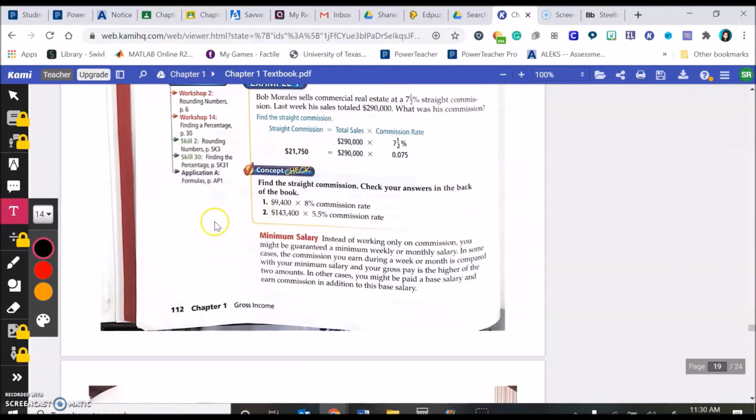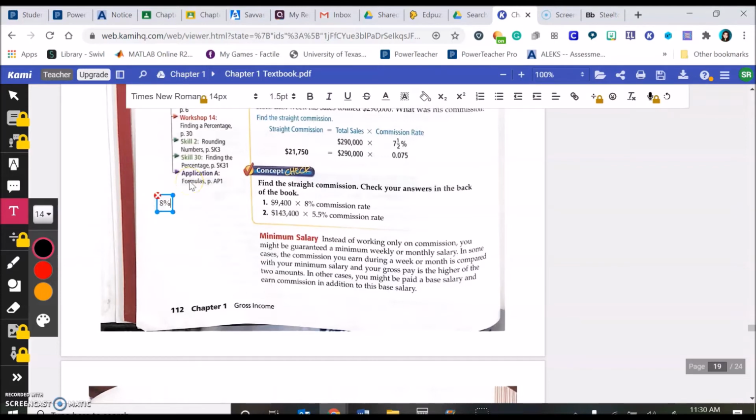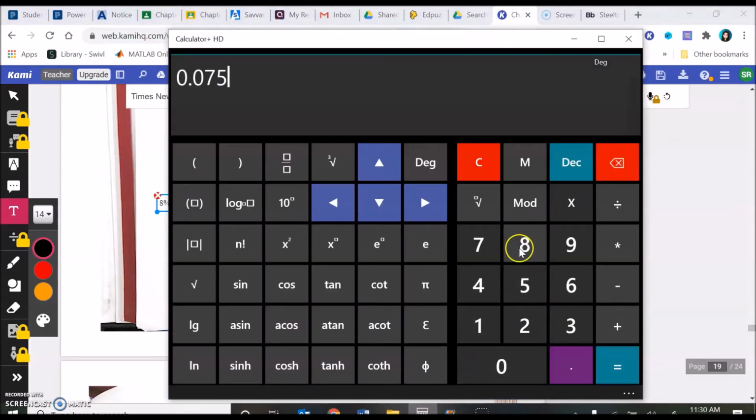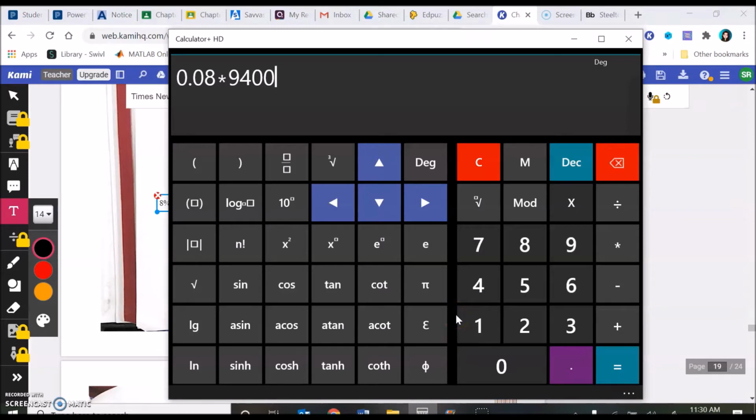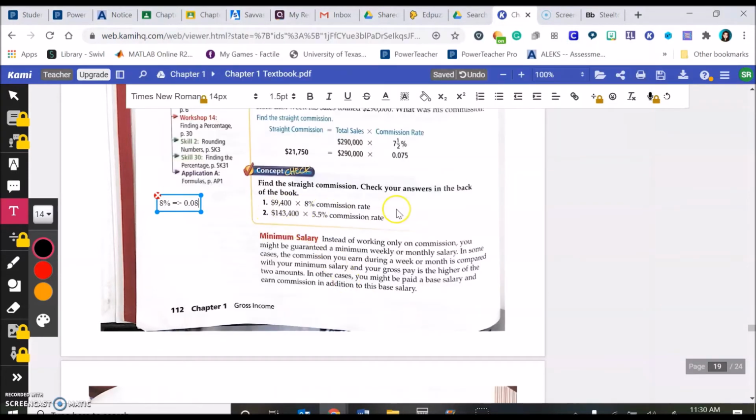Okay, so I want to find the straight commission. Number 1 is 9,400 times an 8% commission rate. The first thing I want to do is change the 8% to a decimal, which is 0.08. Then I multiply 0.08 times the amount of money he made, which was 9,400. That's 752, so for this one, it is $752.